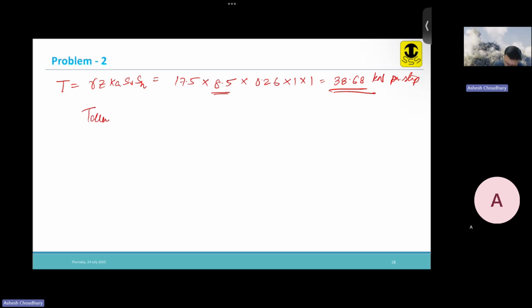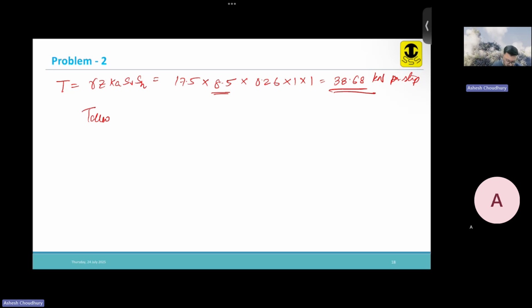Now the bottommost strip will obviously be taking the maximum load because it is at the maximum depth. So the whole load is acting over it, the complete pressure is acting over it. So that's why the maximum tensile load is coming on the bottommost strip. So this much, 38.68 kilonewton, is the maximum load taken by one single strip, and that single strip is which one? The strip that is at the bottommost layer.